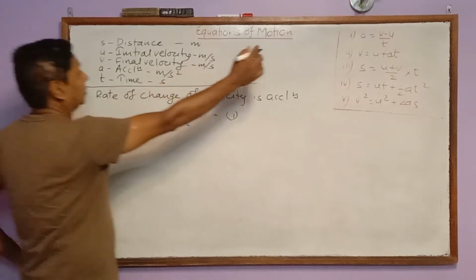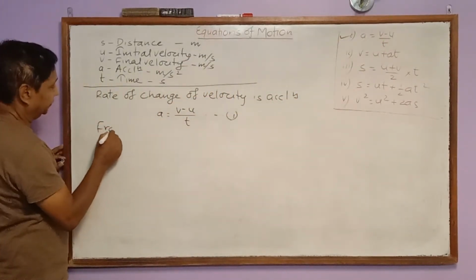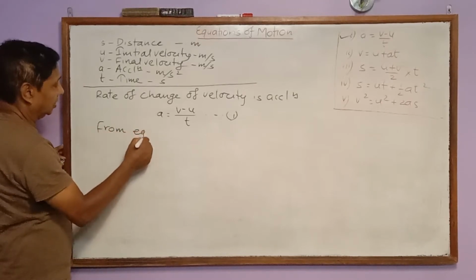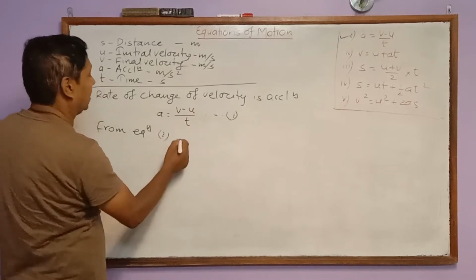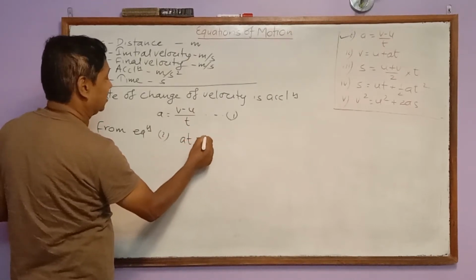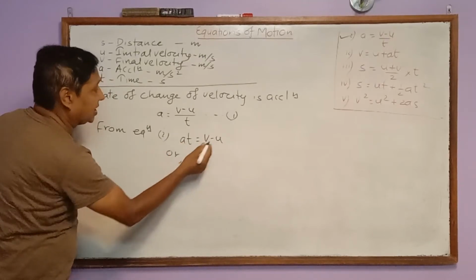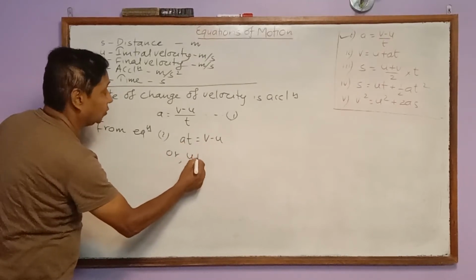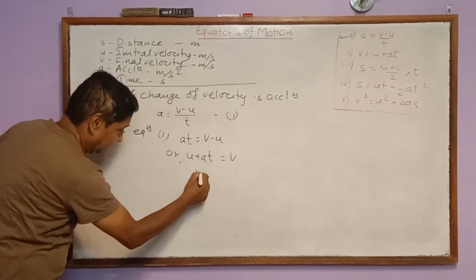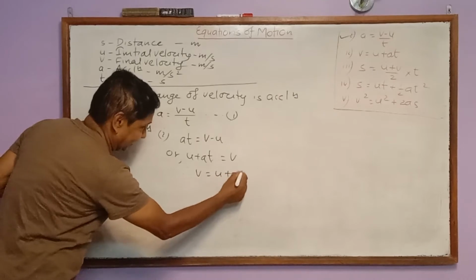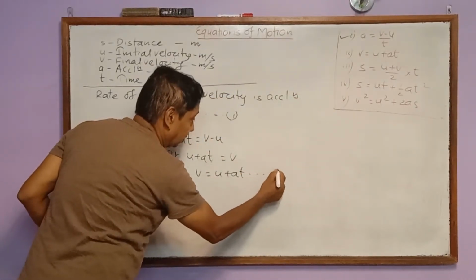Now let's talk about the second equation. From equation 1, if t is taken to the left hand side, then we have at is equal to v minus u. And if u is taken to the left hand side, the negative sign becomes positive. u plus at is equal to v. Therefore, v equal to u plus at. And this is the second equation. That's why this second equation is also proved.